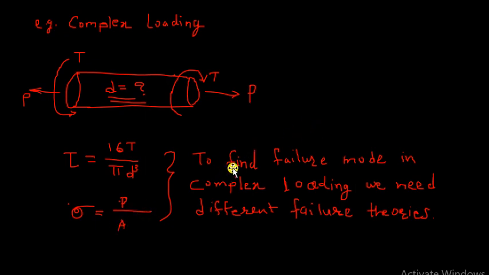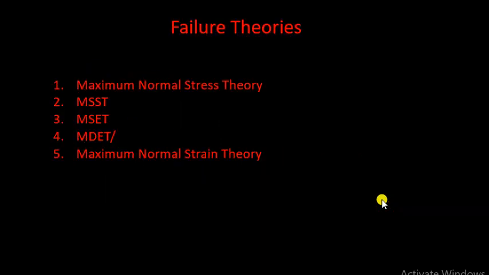Now here we will find the significance of failure theories. To find the failure mode in complex loading, we need different failure theories. What will be these different failure theories? There are actually 5 different failure theories, like maximum normal stress theory, maximum normal strain theory, then there are others like maximum distortion energy theory and maximum shear energy theory, like that. One by one we will discuss in coming classes.